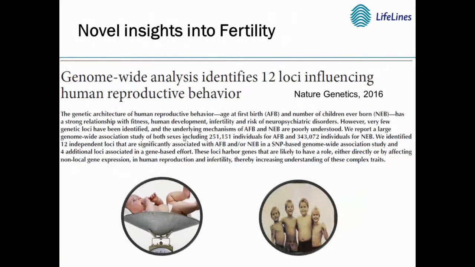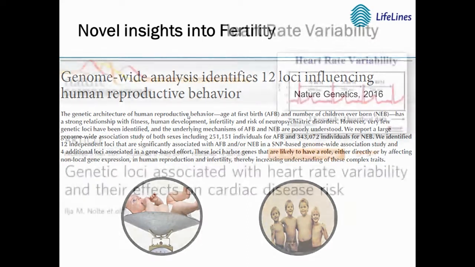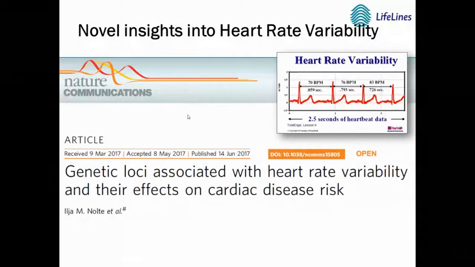A study we were involved in was looking at number of children and age at first birth, so really human reproductive behavior, which was published in Nature Genetics. And then a big study of our own group, led by Ilya as the first author, on heart rate variability.